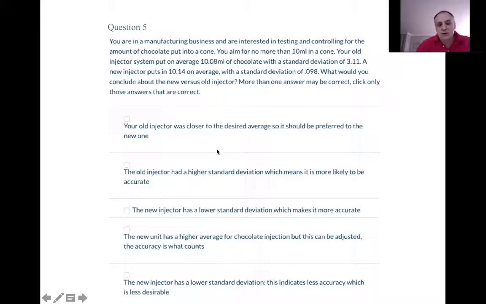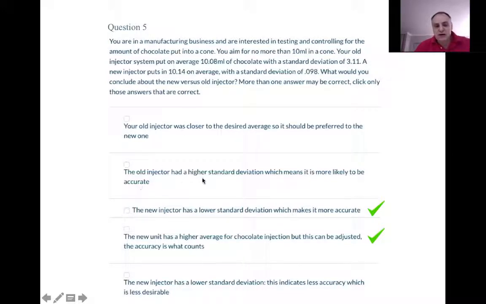And then it asks the questions. Your old injector was closer to the desired average, so it should be preferred to the new one. Yes or no? And the answer is no. Why? Because there's a huge deviation, so that's not what you want. We don't want it just because it's closer. We want it together with the deviation.